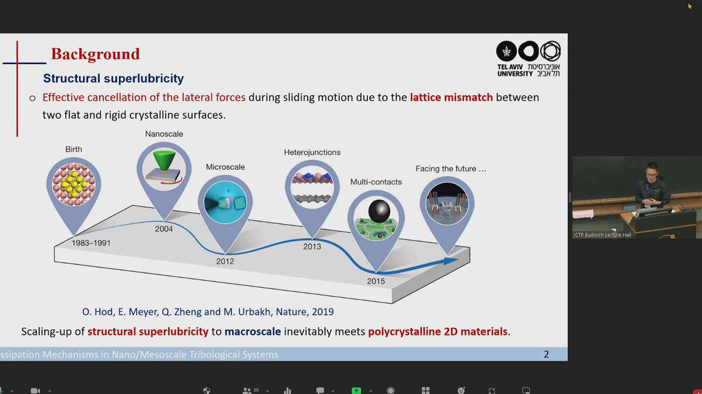However, in previous studies, structural superlubricity has mainly been demonstrated with single crystalline samples. At present, it is still very challenging to prepare large-sized, high-quality single crystal samples, even under lab conditions. So it is more practical to consider polycrystalline two-dimensional materials, which are more feasible to produce in large amounts for real applications. Among them, polycrystalline graphene can be a good candidate.